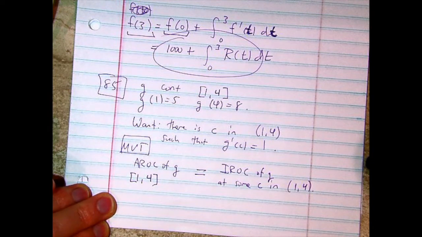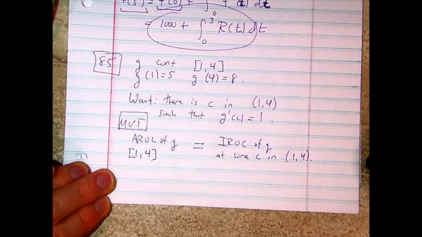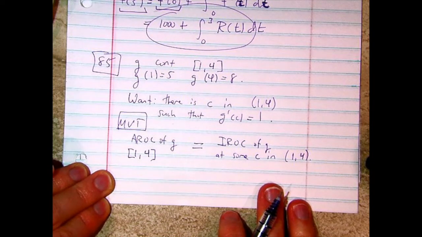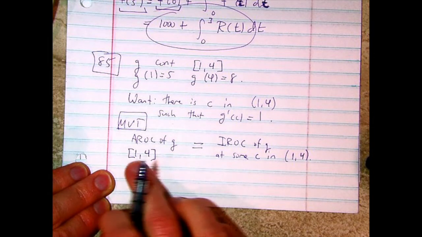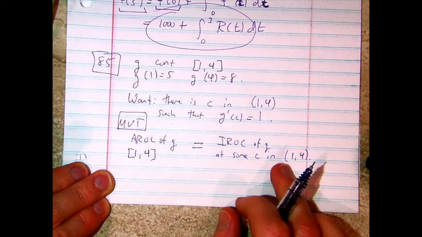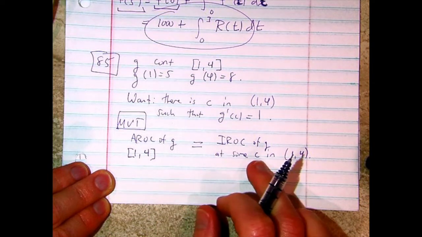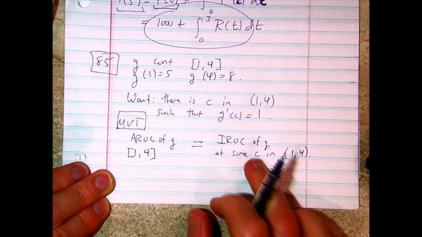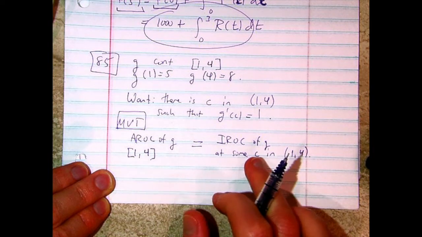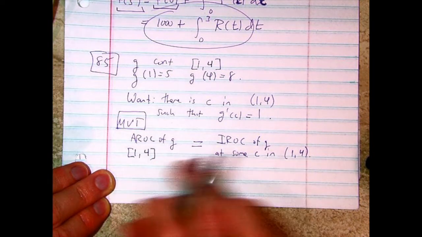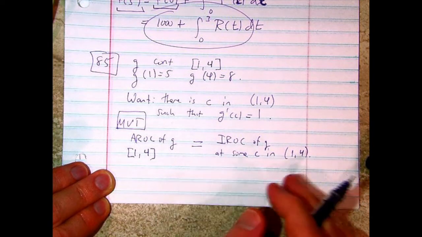So the mean value theorem is kind of complicated, but in a sentence, what it tells you is that for the average rate of change over an interval, whatever that is, there always exists some point inside that interval at which the instantaneous rate of change, that is the derivative at that x value, is the same as the average rate of change.